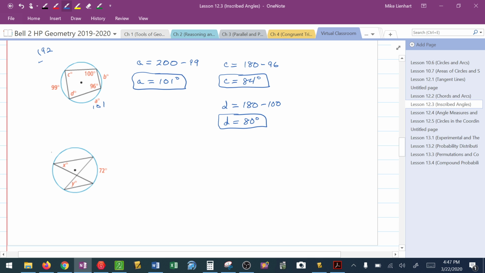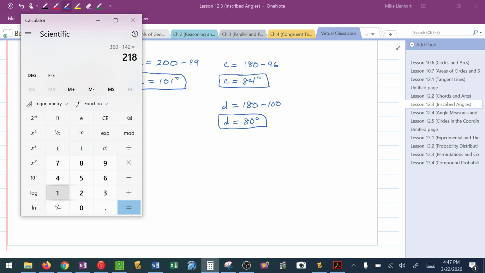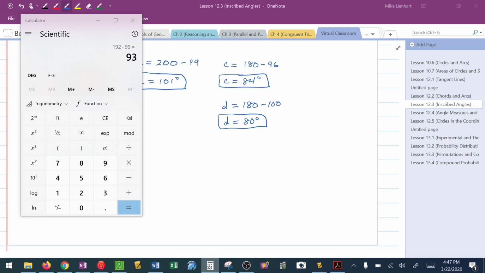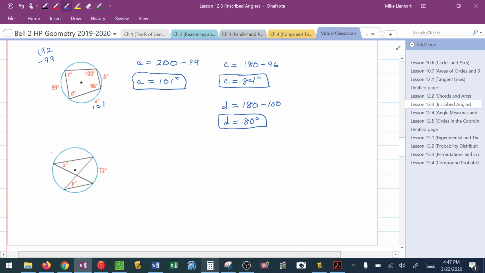But 99 of it is already taken care of. So if I take, and I'm just going to double check myself here, 192 minus 99, sorry, my calculator keeps getting stuck. I know that this arc right here has to be 93 degrees. And I got that by subtracting here.